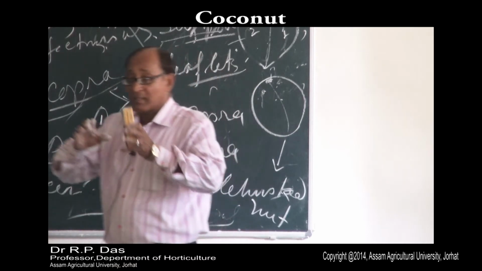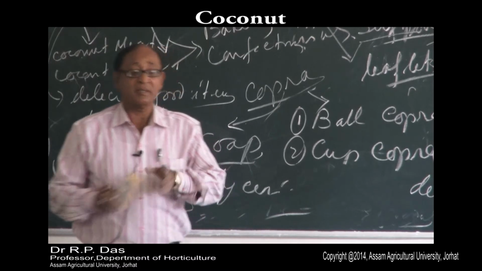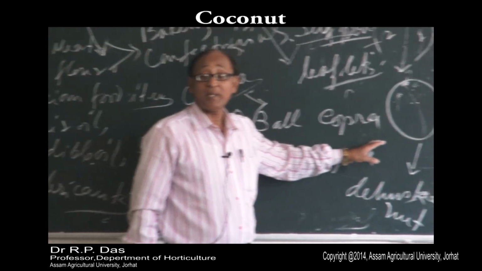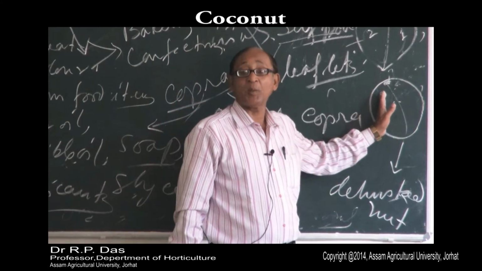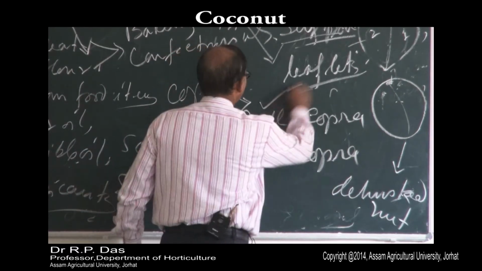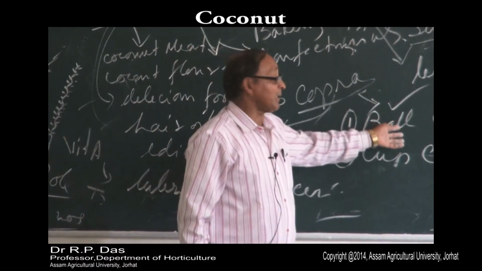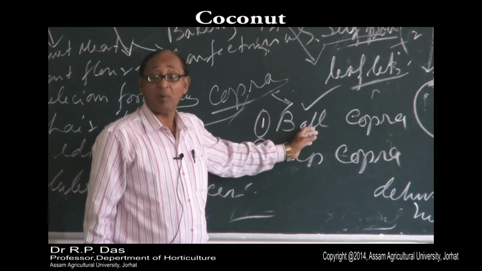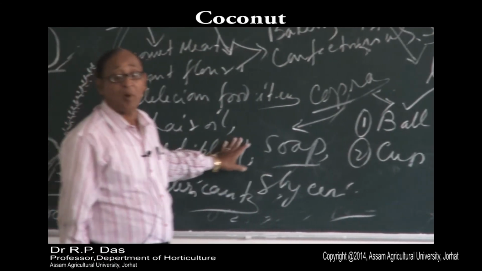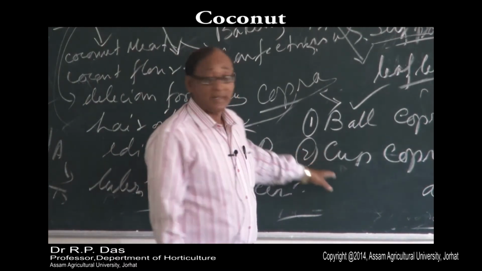It shrinks, detaches from the inner wall of the endocarp and floats. So with the help of an iron stick or wooden stick, you break the endocarp. Then a ball shaped kernel will come out. That is known as ball copra. And that ball copra is kept for future use, not immediate use, for preparation of oil, soap industry, and glycerin industry.